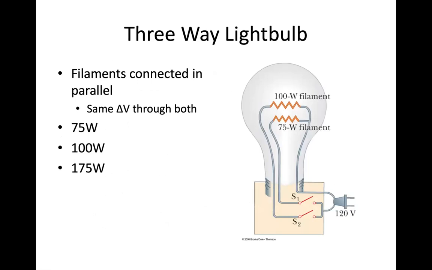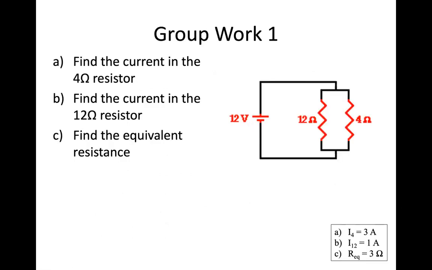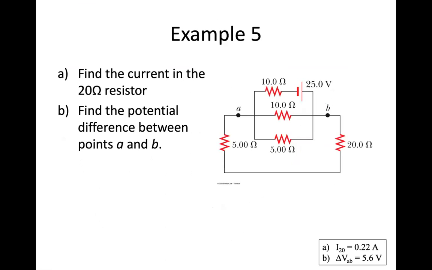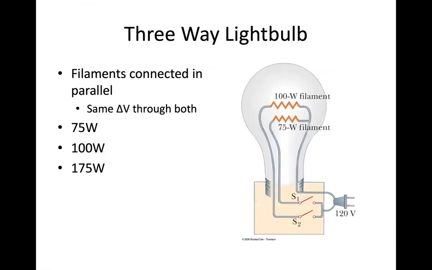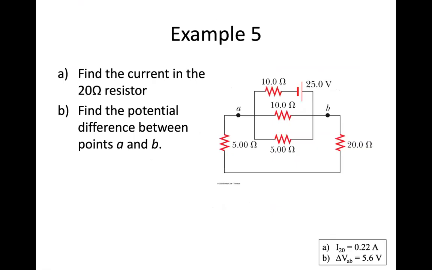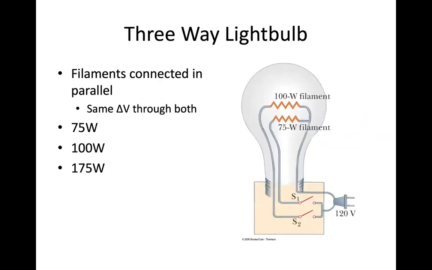So when we come back, we'll talk about answering those questions, look at a three-way light bulb, and start doing some more complex circuits where we have both series and parallel pieces, and we really have to work our way through that. So for our second topic, we'll get from here all the way to example 5. And then our third lecture on this topic will deal with Kirchhoff's rules when we have multiple batteries, multiple power sources, or complex circuits.